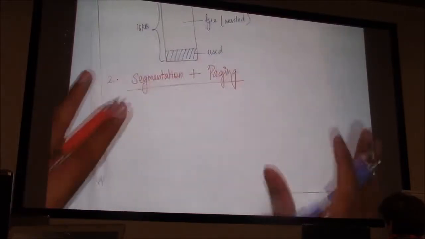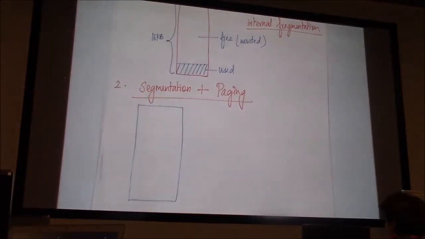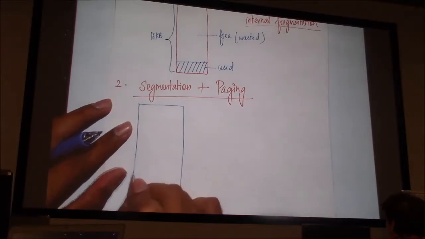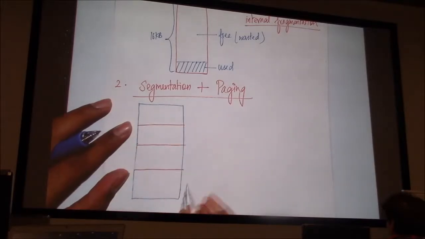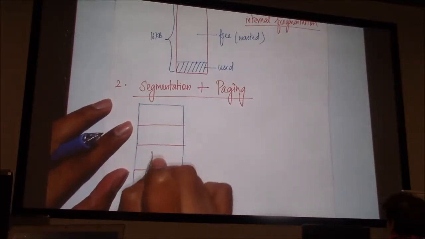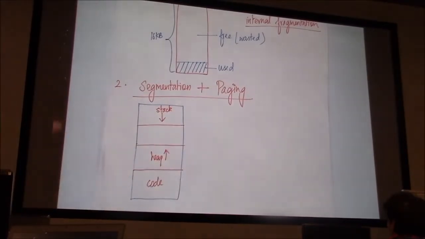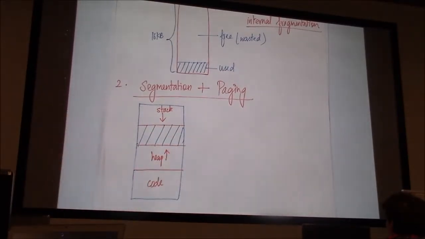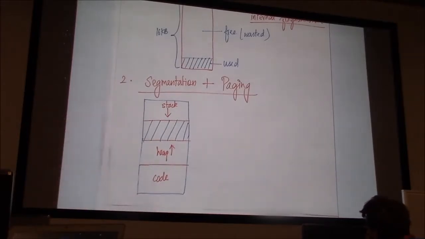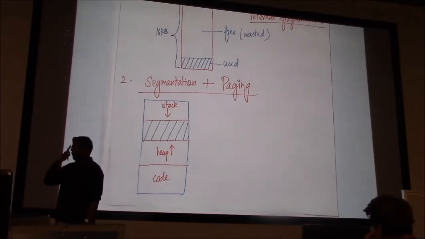And the idea here is very simple. You have your virtual address space. Now we still have the idea of segments, which means let's assume we have a code segment, a heap segment which goes up, and a stack segment which goes down, and let's assume this is a free or unmapped region. If this is how we have it, then the idea here is, can we have 3 different page tables, one for each segment?